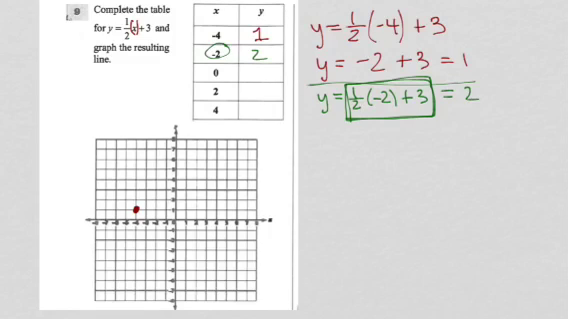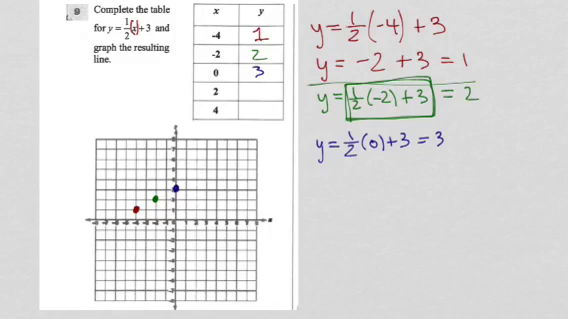So now I'm going to go ahead and graph that location. Negative 2, 2. And I'm going to do it again. Now I want to plug a 0 in. So that means now I'm doing y equals 1/2 of 0 plus 3. Well, any number times 0 is just 0, so add 3 and you get 3. There's your next answer, 0, 3. You can see mine are lining up nicely.